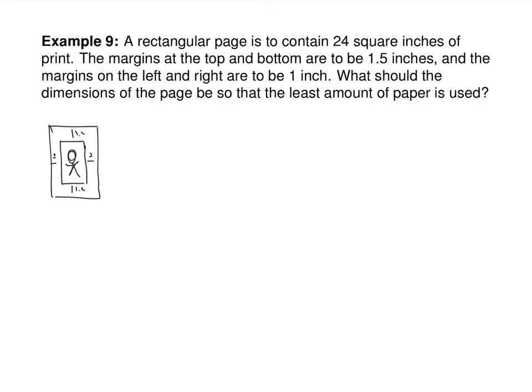Does that make sense? Okay. I'm going to call the base of this x and the height y, and by that I mean of the printed stuff, the part that contains the print. I'm going to call that distance from printed part to printed part x, and printed part to printed part y. Is that the best way? I think it is. What does x times y have to equal? The area of the printed stuff, which is 24. Yep, so that's the printed part.